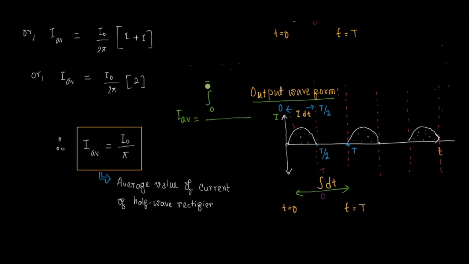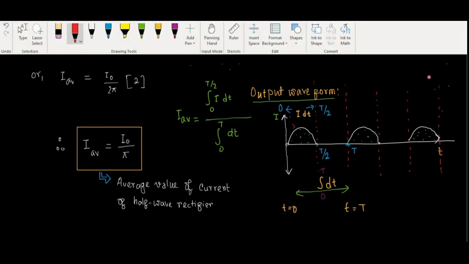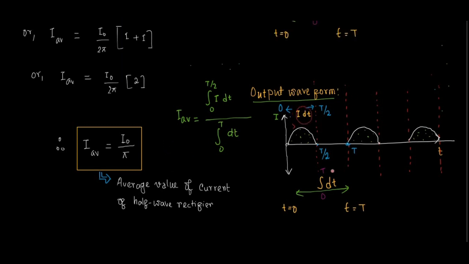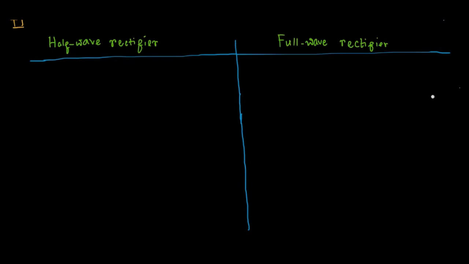So here I_AV is equal to the integration of I dt from 0 to T by 2, divided by the integration of dt from t equal 0 to t equal capital T. And we get I_AV as equal to I0 divided by pi.